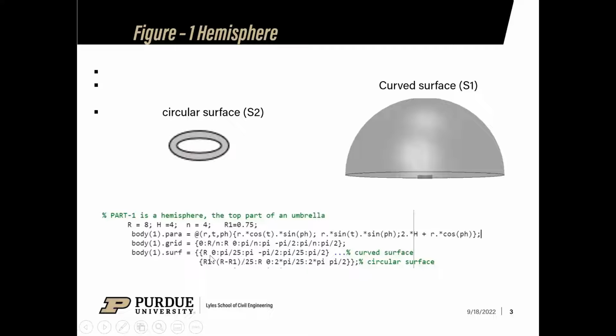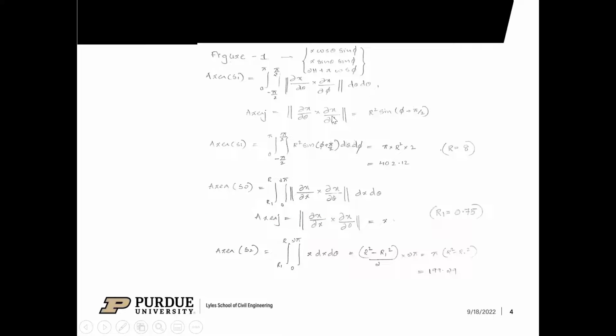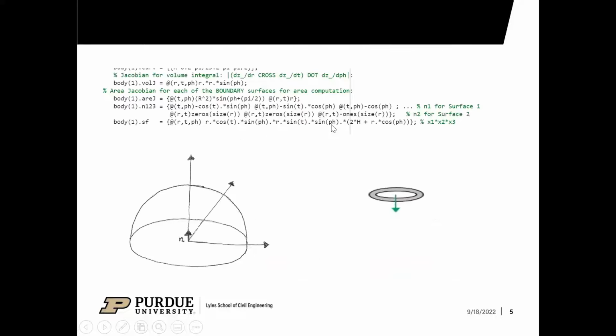For the curved surface, I have found the area Jacobian here by taking the determinant of the cross product of dou x by dou theta and dou x by dou phi. In this, theta and phi are the variables. I got the value r square sine phi, and I have given the value in the MATLAB code.